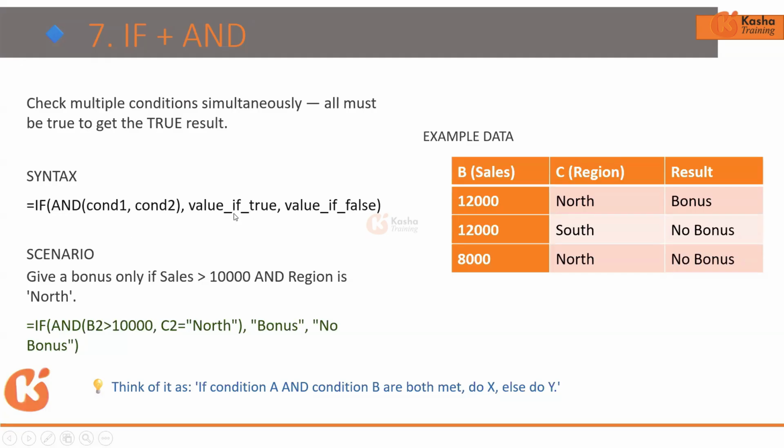If both the conditions are meeting, it will give you the true value. If both the conditions are not meeting, it will give you the false. All the conditions must be true. Okay. Now here, let's see the scenario. The scenario is to give a bonus only if sales is greater than 10,000 and region is North. So you're getting a bonus only if sales are above 10,000 and the region is North. So let's see what we've done. IF AND B2 greater than 10,000 and C2 is equal to North, then you get the text bonus. Otherwise, there is no bonus.